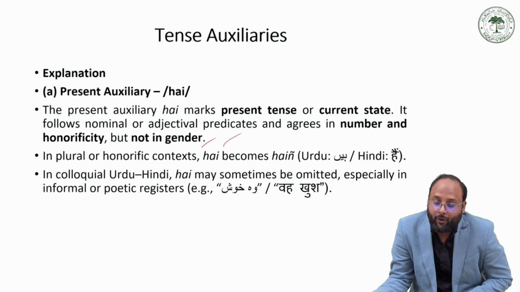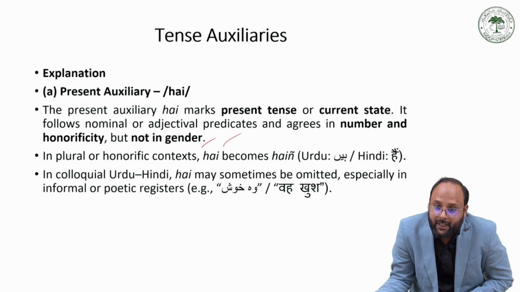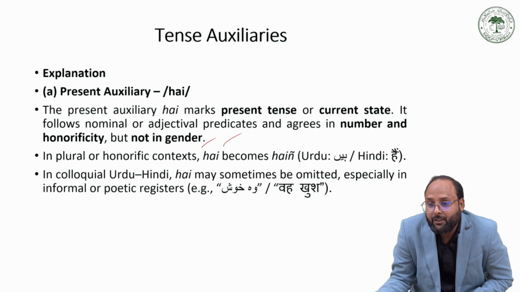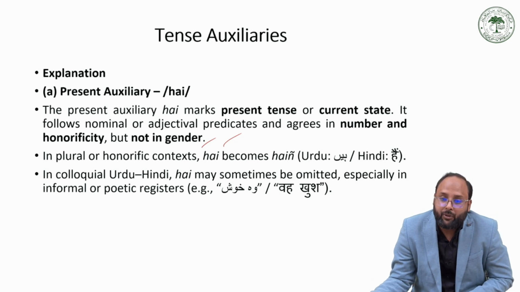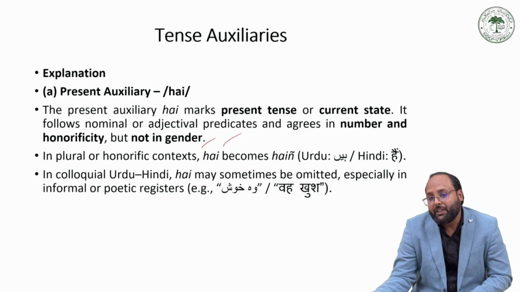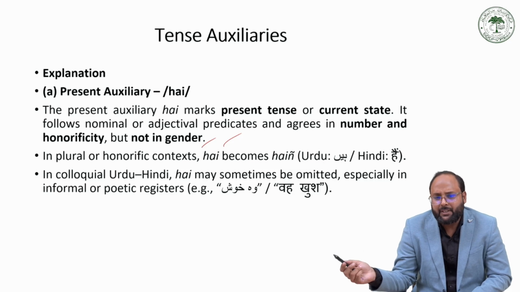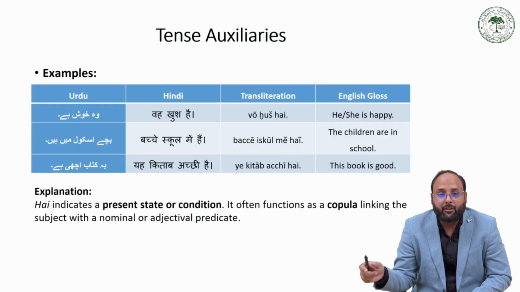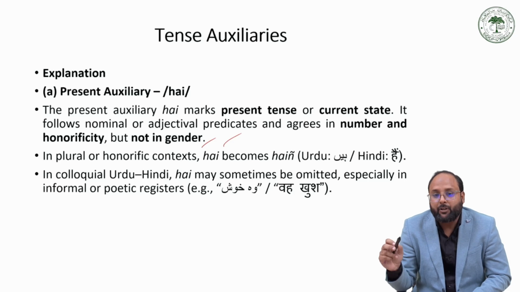And for honorificity, we are using आप क्या कर रहे हैं. For the singular, आप we are using हैं. But in colloquial Urdu Hindi, hai may sometimes be omitted, especially in informal or poetic register like wo khush, kya baat. This kind of sentence we are using in colloquial speech sometimes. Like so, ठीक, सब ठीक. We are not using सब ठीक है, just सब ठीक. So there is an ellipsis, or omitting of the auxiliaries, in some expressions in colloquial speech.